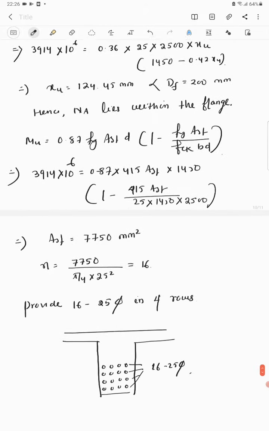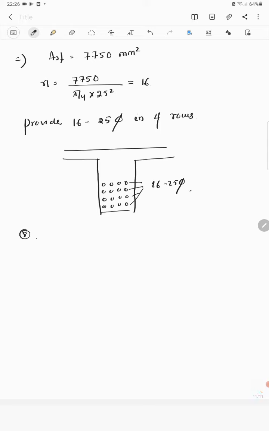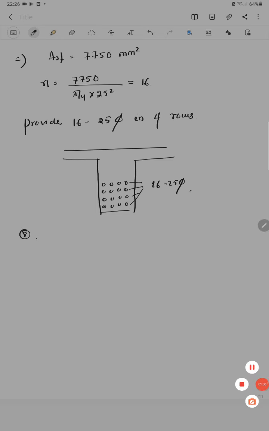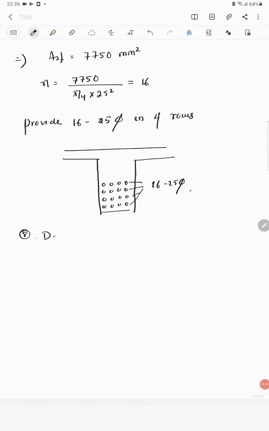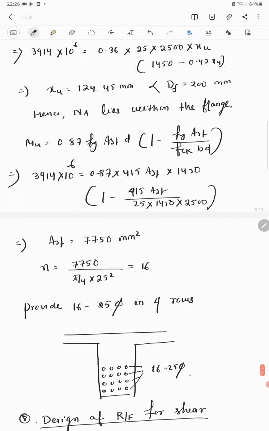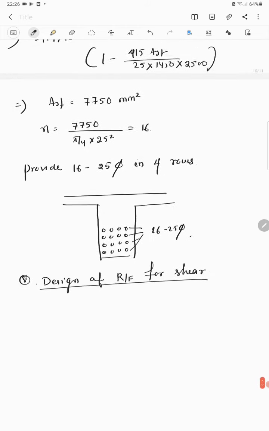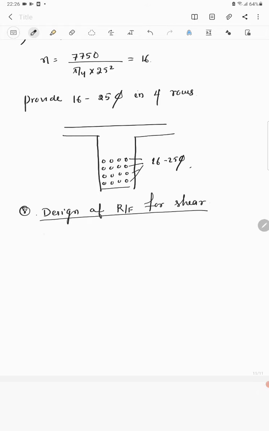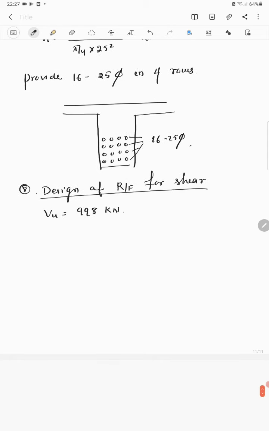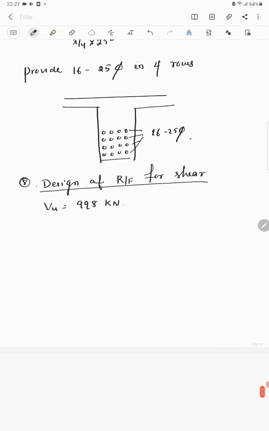Next, design of reinforcement for shear. This is for flexure. This is for shear. So we'll design for a shear force of 998 kN. So first you have to check whether this much shear force can be taken by the concrete or not. So to do that, first you have to find out the shear strength of the concrete.